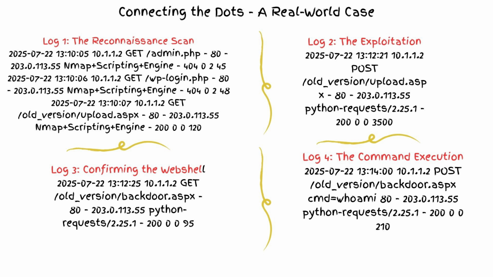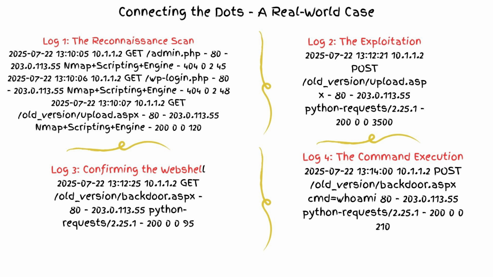The attacker is scanning for common administrative pages. The first two result in 404 not found errors, but the third one is a jackpot, which is a 200 OK. The attacker has found a vulnerable file. In the next log, two minutes later, a POST request is sent to the same page. A POST is used to send data to the server. The user agent has changed to a Python script and the time taken is much longer. This is the attacker uploading a malicious file like a web shell.